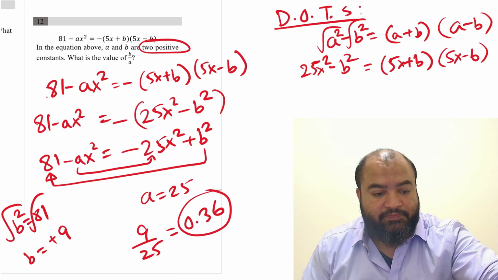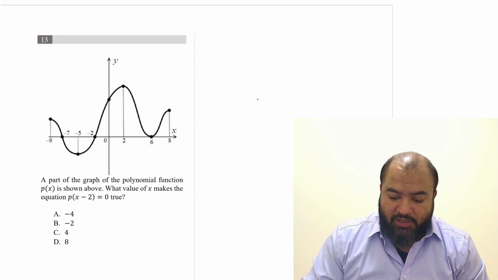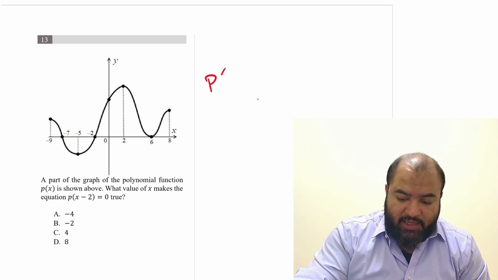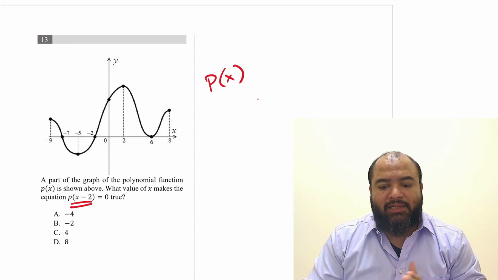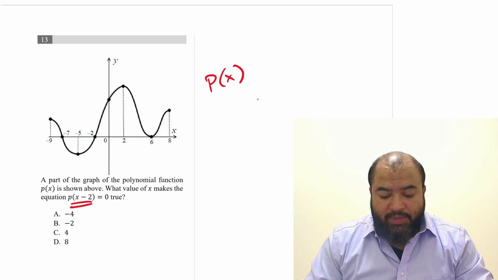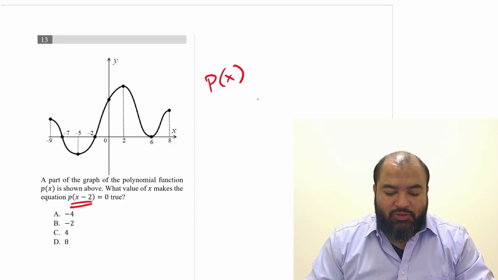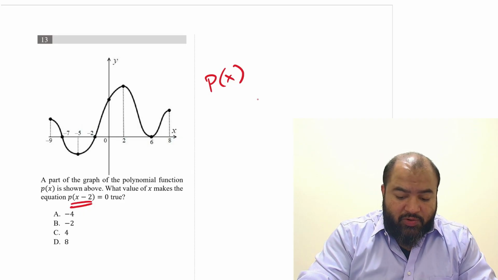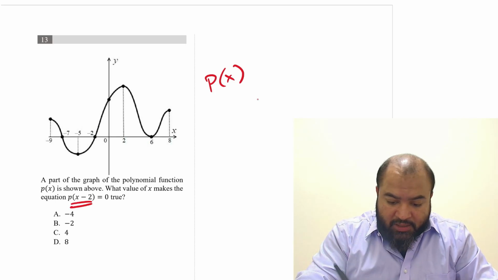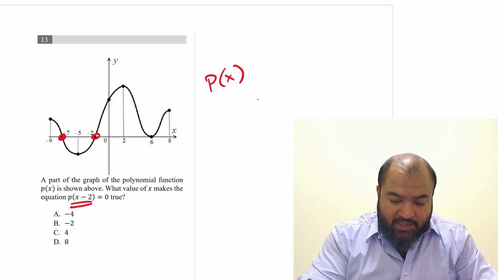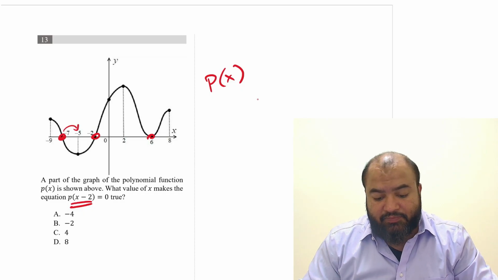Question 13. They gave you a graph of a polynomial function, which is p of x. And they talked about p of x minus 2. Remember we talked about translating the graph. So x minus 2 means they moved the graph 2 units to the right. Minus 2 means they moved it 2 to the right. So since they're moving it 2 units to the right, let's take a look. You see the negative 7, negative 2, and 6. These are the x-intercepts. So they're going to move 2 to the right.